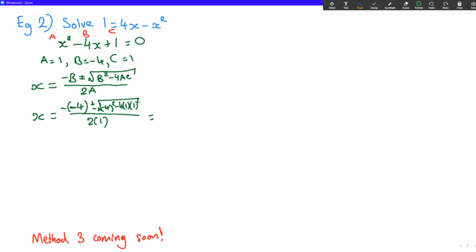Again, it would be really easy to just say that's just minus 4, but taking it slow will make sure we don't make mistakes. So again, the negatives cancel out here. We have plus or minus. 4 squared is 16, and we have minus 4 because the 1s go away when we're multiplying. And then at the bottom, again, we'll just have 2. That equals 4 plus or minus root 12 over 2.